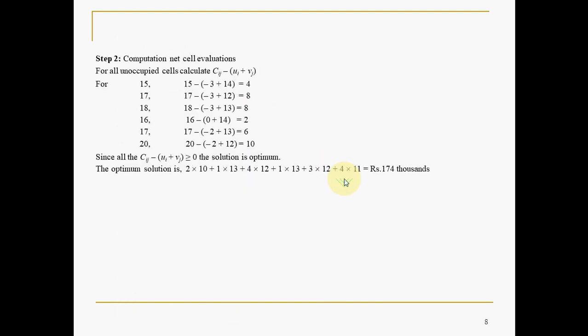So this one, 17. Please note that it is not for occupied cells, it is for unoccupied cells. For all unoccupied cells you have to compute this. If you find all these net cell evaluations, Cij minus (ui plus vj), are greater than or equal to 0, then the solution is optimum. So what is your observation here? All the values, 4, 8, 8, 2, 6 and 10, are greater than or equal to 0. Hence, whatever solution you got by IBFS is itself the optimum solution. So the optimum solution is the same as you have written using IBFS, 174,000 rupees.